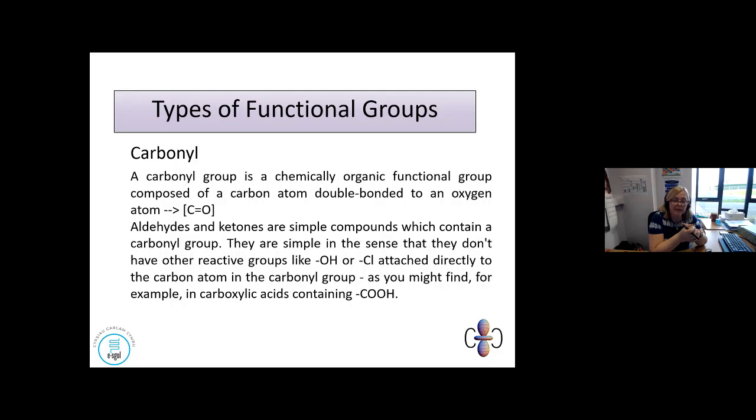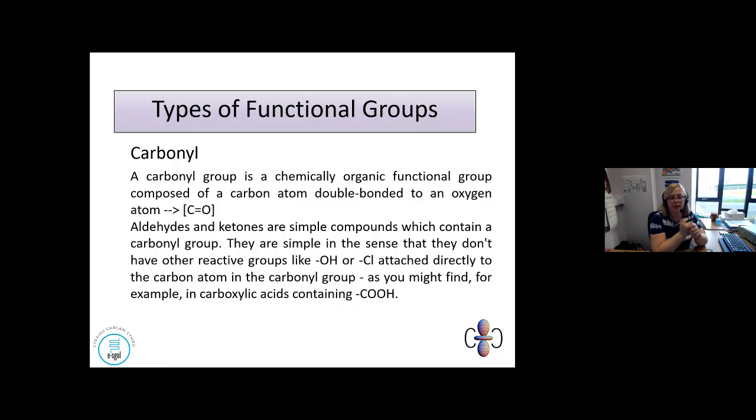So the carbonyl group is a chemically organic functional group composed of a carbon atom which is double bonded to an oxygen atom. So it contains a C double bond O. Now, there are 2 families within this generic family of carbonyl, and they're called aldehydes and ketones. They're simple compounds which contain that C double bond O. They're simple in the sense that there's nothing else attached to the same carbon. So there's nothing like an OH attached to the same carbon as the double bond O, which is a functionality you would associate with an acid.